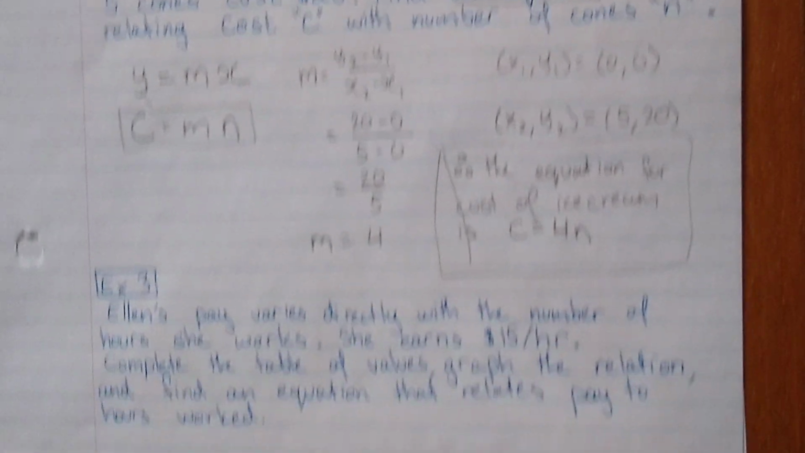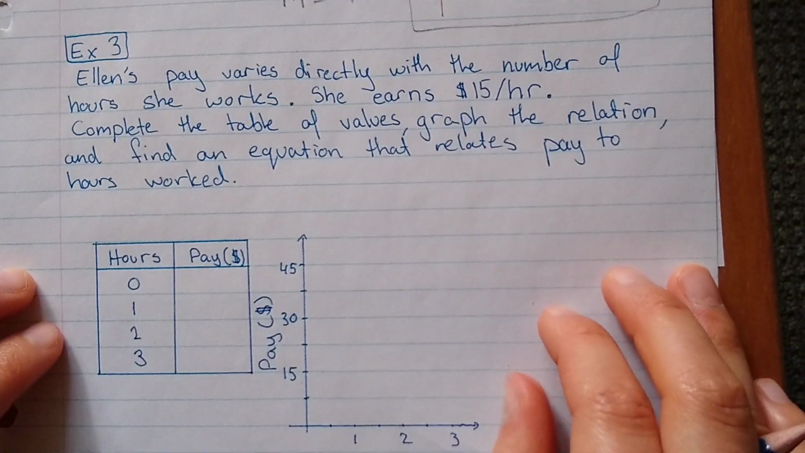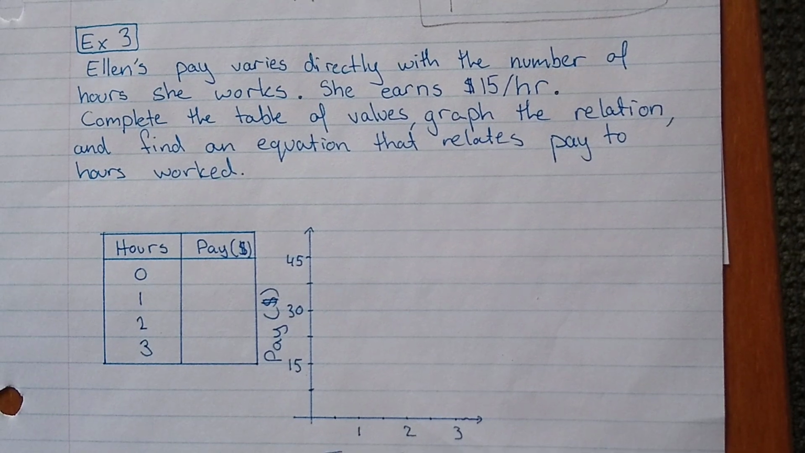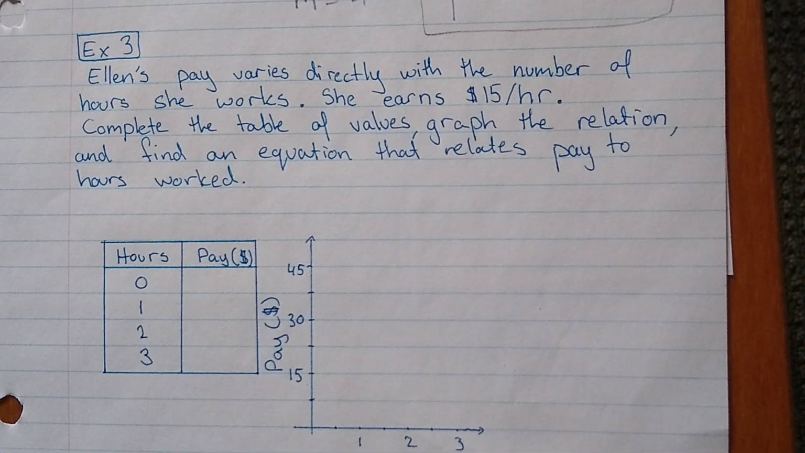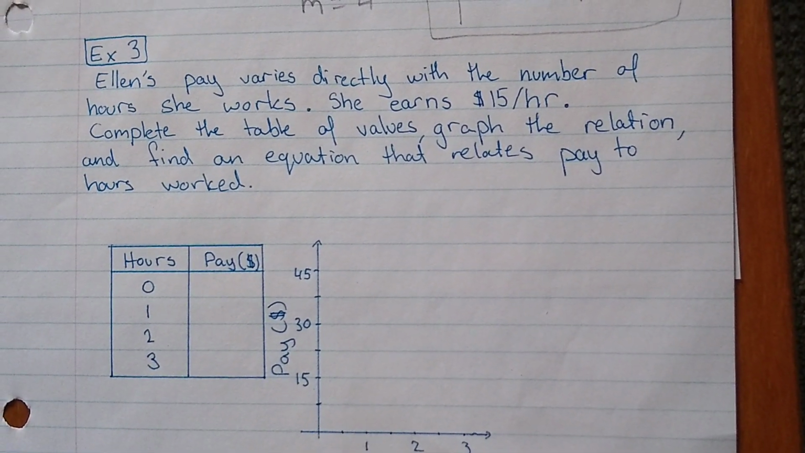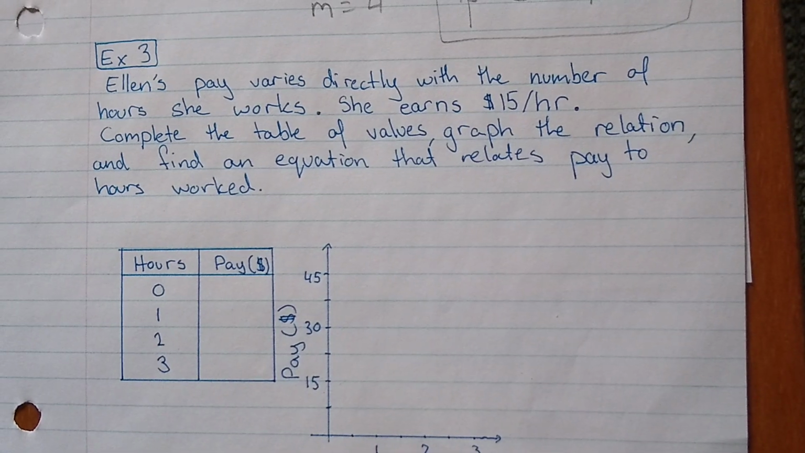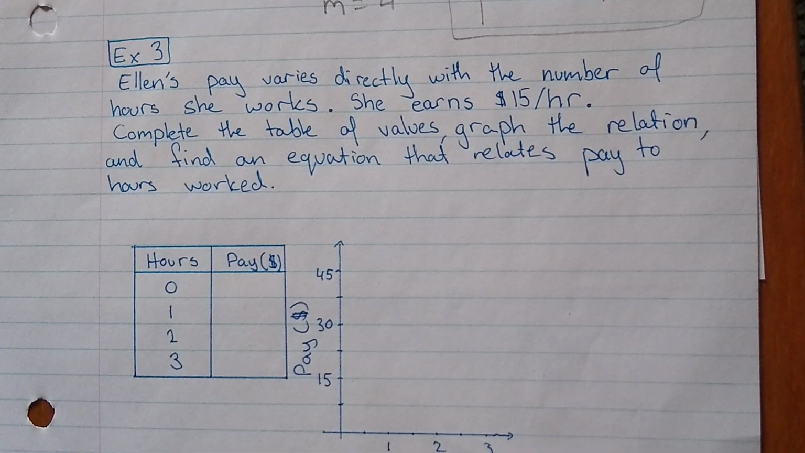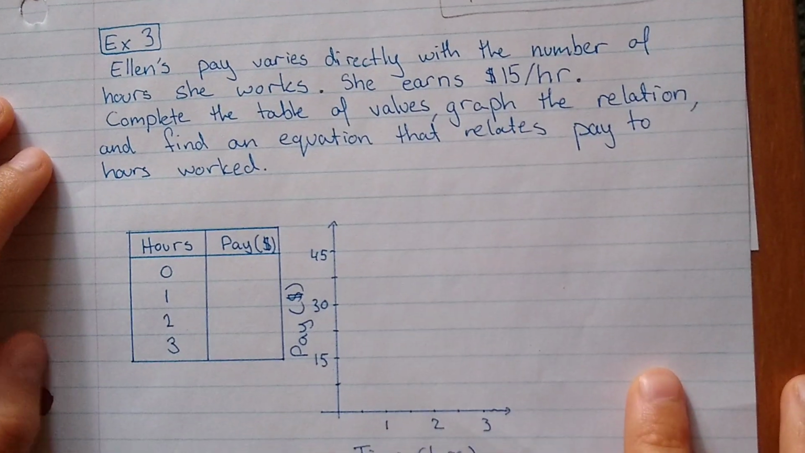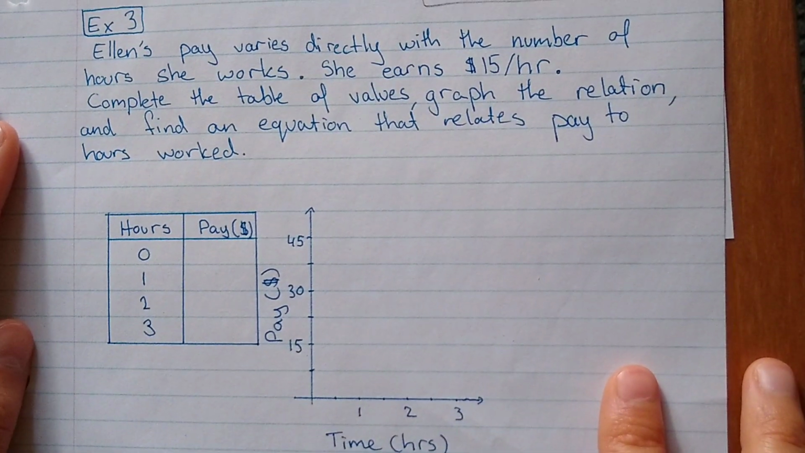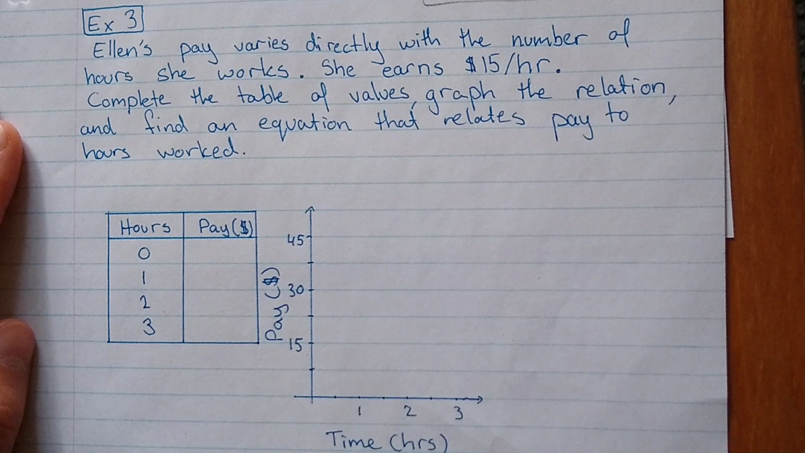Okay, moving on to example 3. Ellen's pay varies directly with the number of hours she works. She earns $15 per hour. Complete the table of values, graph the relation, and find an equation that relates pay to hours worked. So here we'll actually get to see how these direct variations look on a graph.